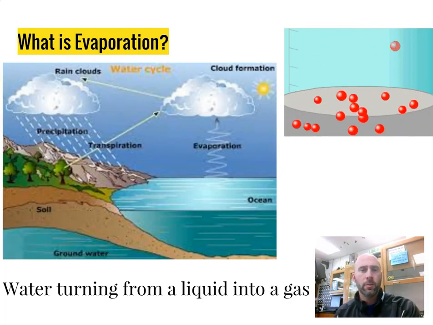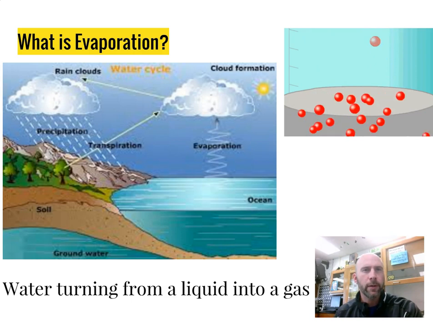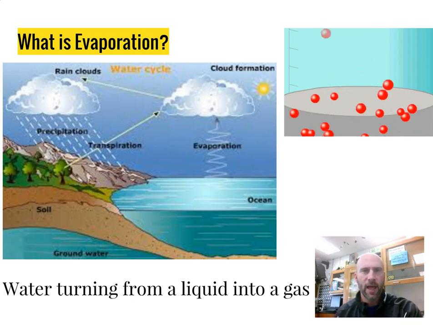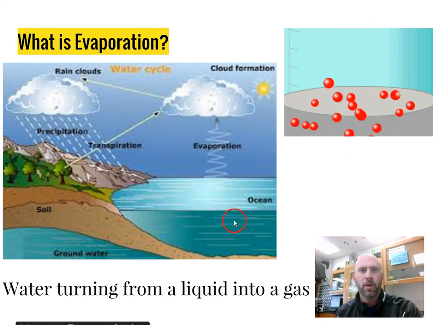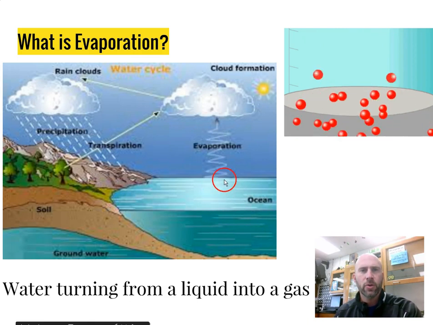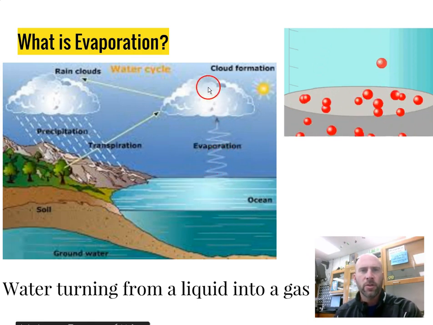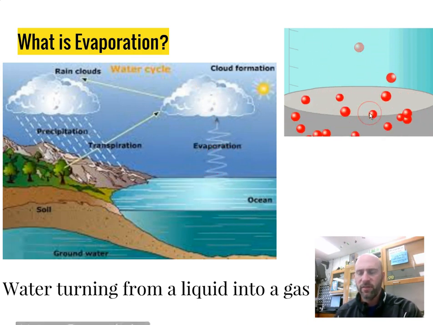Okay, so big time middle school review here. What the heck is evaporation? It's water turning from a liquid into a gas. So you guys remember back from middle school our water cycle, and that was the process you learned when we have lakes or oceans and that liquid water turns into a gas. That's what we call evaporation.